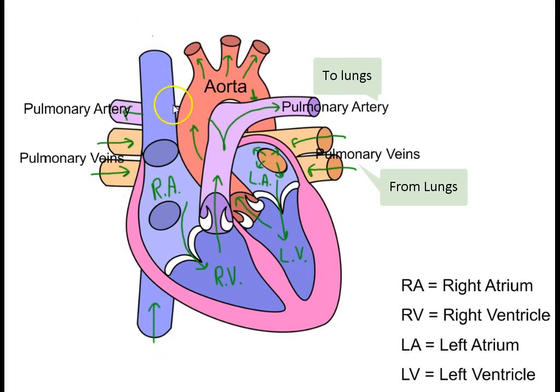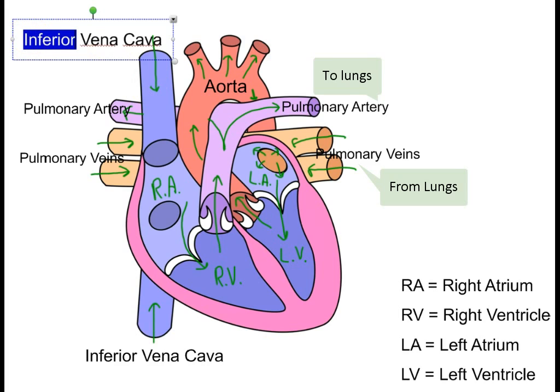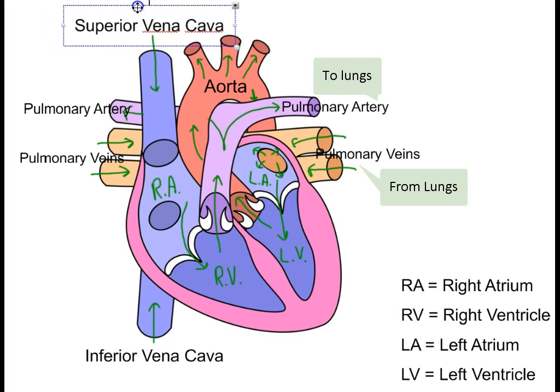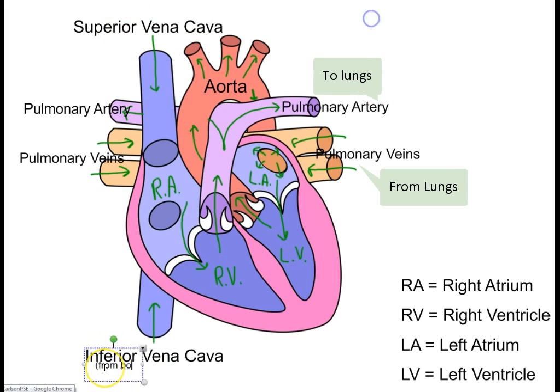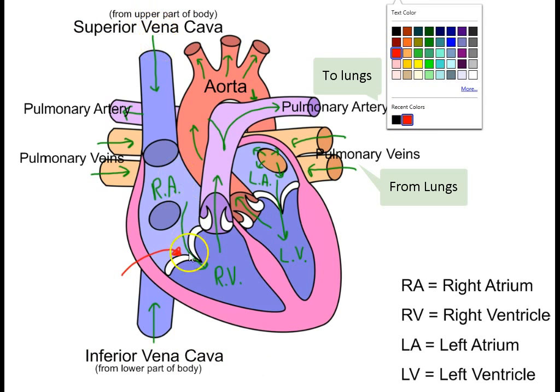So now the blood has gone out to the body. Now it's going to return via two different chambers here. This one down here is going to be the inferior vena cava. Inferior just meaning that it's below. The one up above is going to be the superior vena cava. So the inferior vena cava is going to carry blood from the lower half of the body, superior from the upper part.